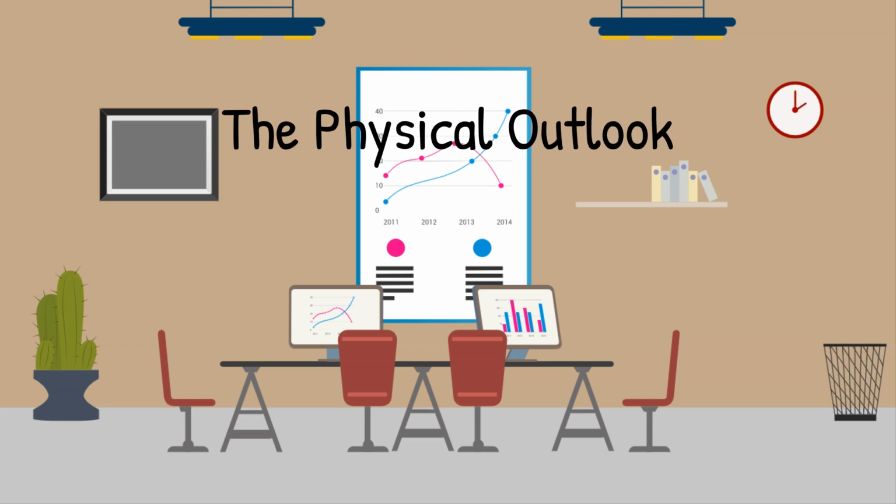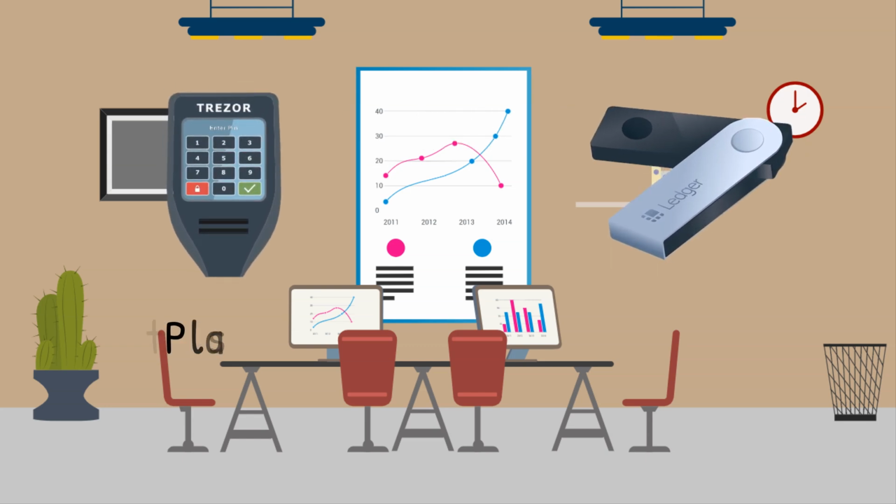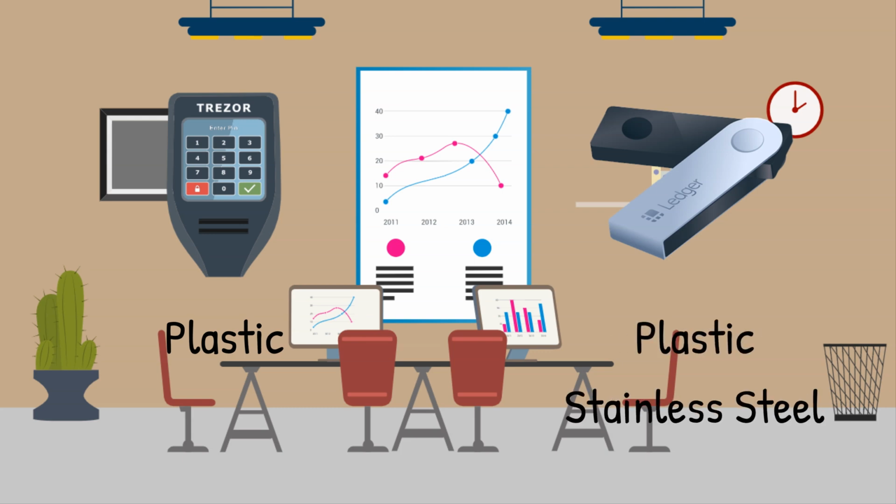The physical outlook. The normal version of Trezor is made of plastic while Ledger is made of plastic and stainless steel. With stainless steel protection, Ledger is more durable.